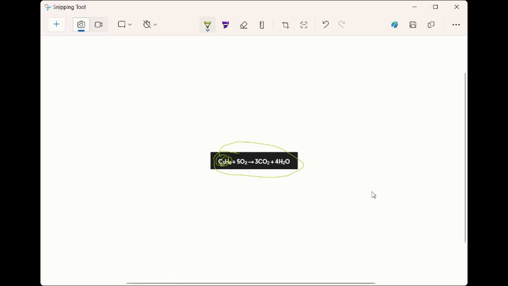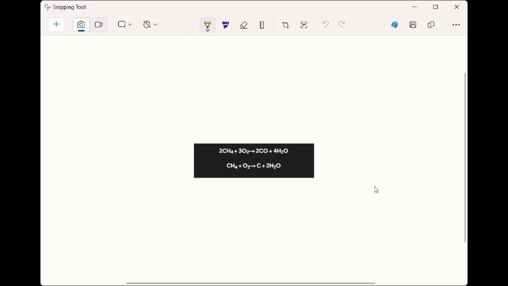More specifically, this is called complete combustion. This means we have enough oxygen. There's also incomplete combustion, which is when we have very little oxygen. Here are some examples of incomplete combustion. Again, it's very similar, but instead of making carbon dioxide, we only make carbon monoxide, or even just carbon. So with incomplete combustion, instead of making carbon dioxide, you'll make carbon monoxide or carbon.